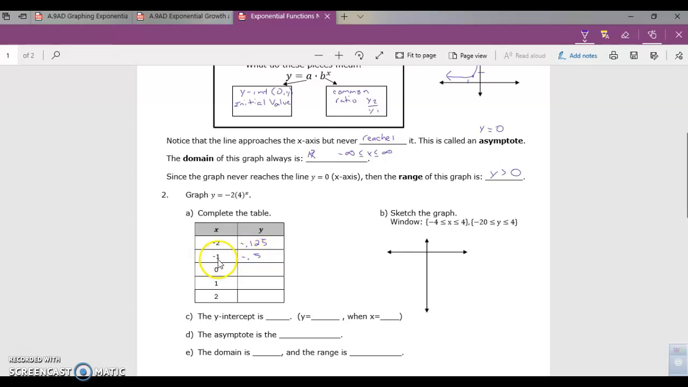So you're just plugging in each of these values for the x and then evaluating. Make sure you follow your order of operations. If you're doing it by hand, you want to raise 4 to the power first and then multiply it by -2. When x is 0, we get -2. When x is 1, we get -8. And when x is 2, we get -32.